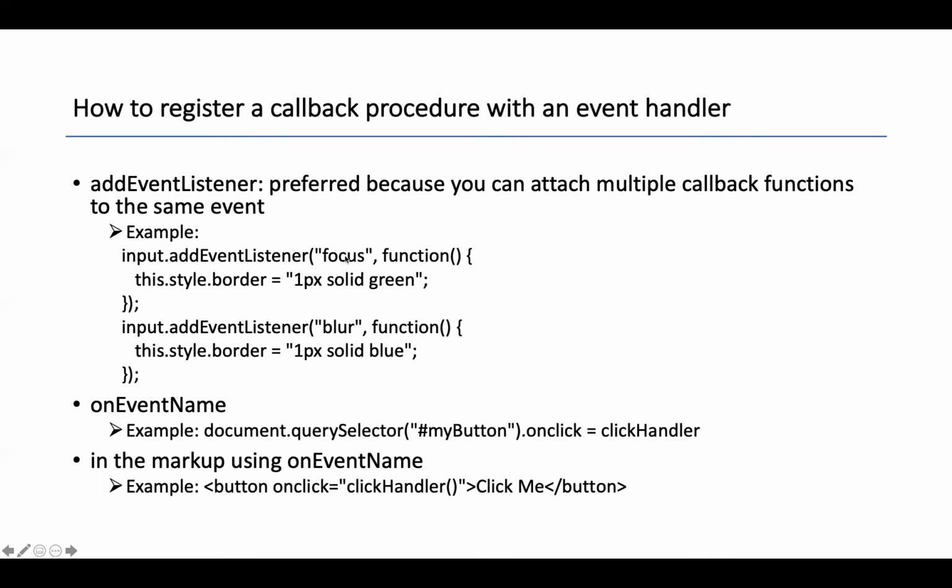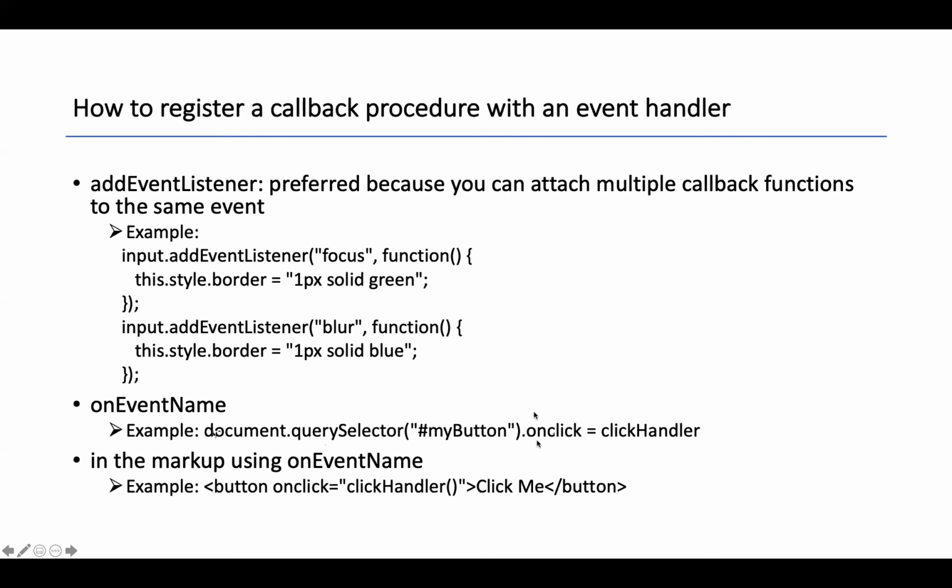You can see the event name is in quotes, and then an anonymous function that in this case sets the border to green, and one that when it loses the focus, the blur event, changes the border to blue. The advantage of addEventListener is that you can add multiple callback functions to the same event. Sometimes you want to be able to do that: two different activities associated with the same event on that object.